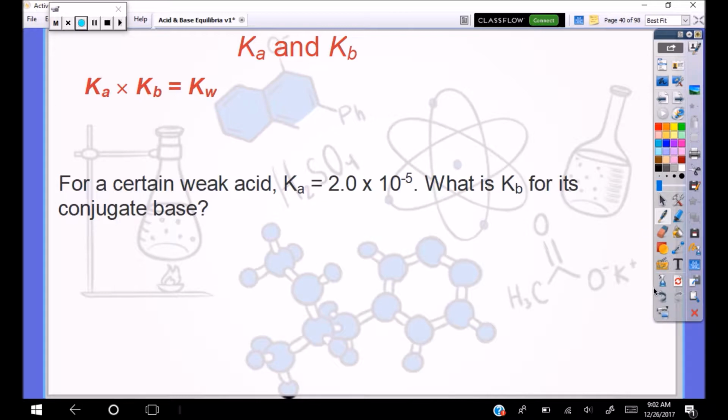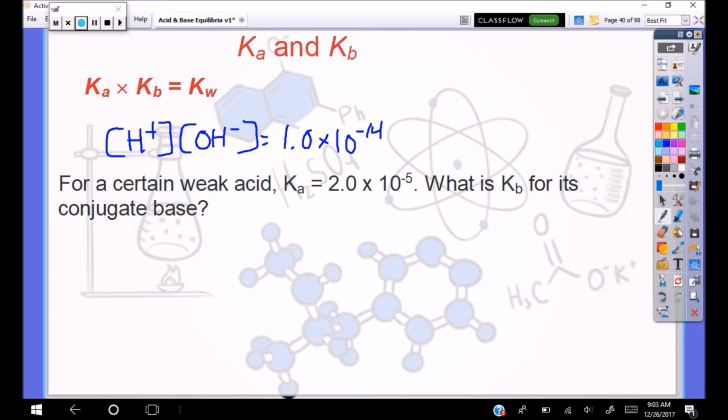Alright, last time we talked about Kw. We know that our H plus concentration times our OH minus concentration gives us our Kw, which is 1.0 times 10 to the negative 14th. That's due to the autoionization of water.